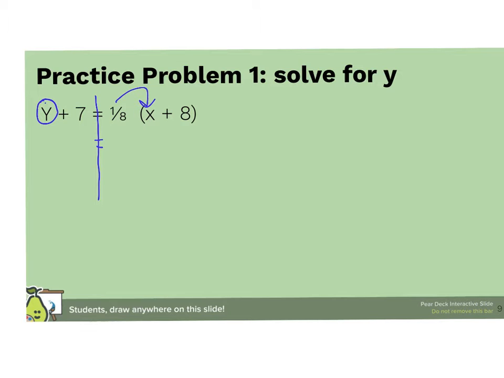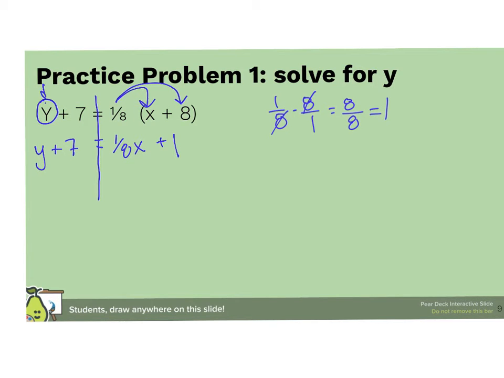So I have 1/8 times x. Just push them together to get 1/8 x, and then 1/8 times 8 is going to be 1. Again, if you forgot how, this is what I'm doing. If you do it the long way, you get 8/8, or if you realize that those 8s divide out. And then I bring down my y plus 7.